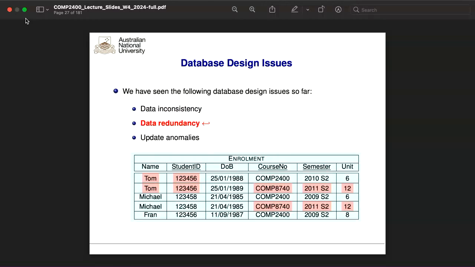The second kind of issue is about data redundancy. You can see here Tom's information, student ID, is stored twice in this table. And also course information, semester and unit, has been stored multiple times. This is a very small, simplified example. In a real-world application, you may have a table with all sorts of redundant information.